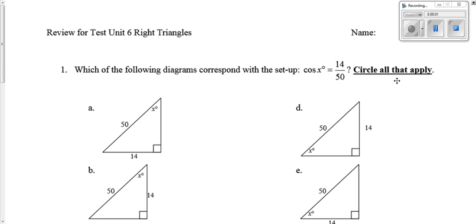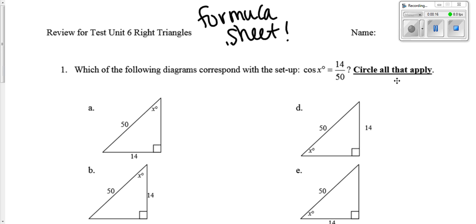All right, this is the review video for test unit 6 right triangles. Make sure you have the packet out and your formula sheet as you're following along, so you can look at your setups for sine, cosine, and tangent. Also, some things I would recommend writing would be your SOHCAHTOA, so you remember everything.